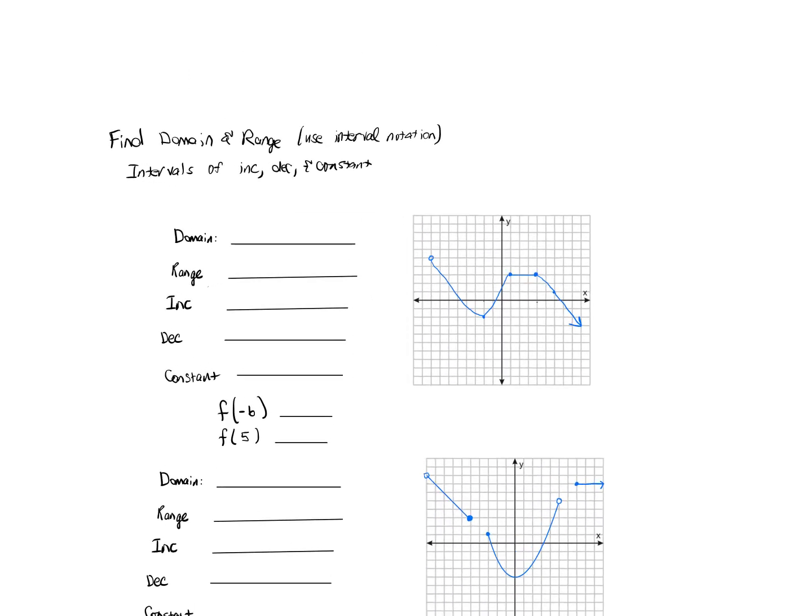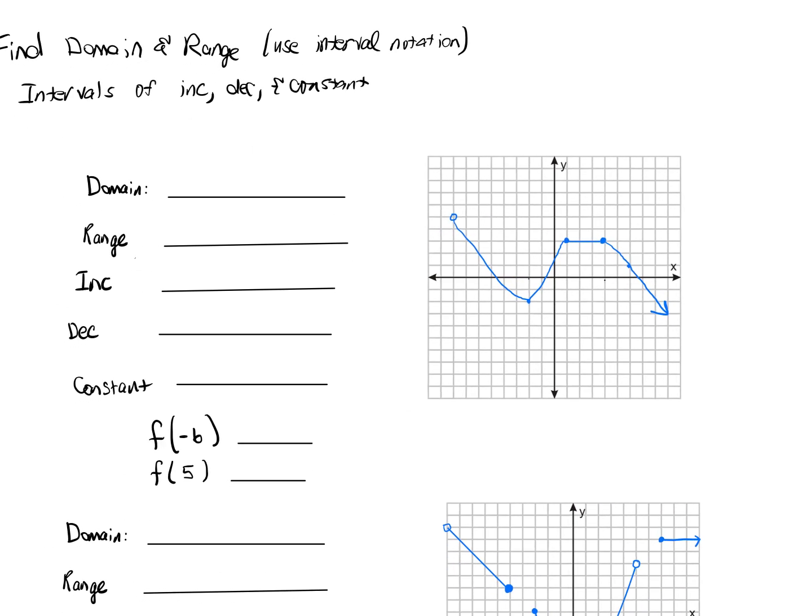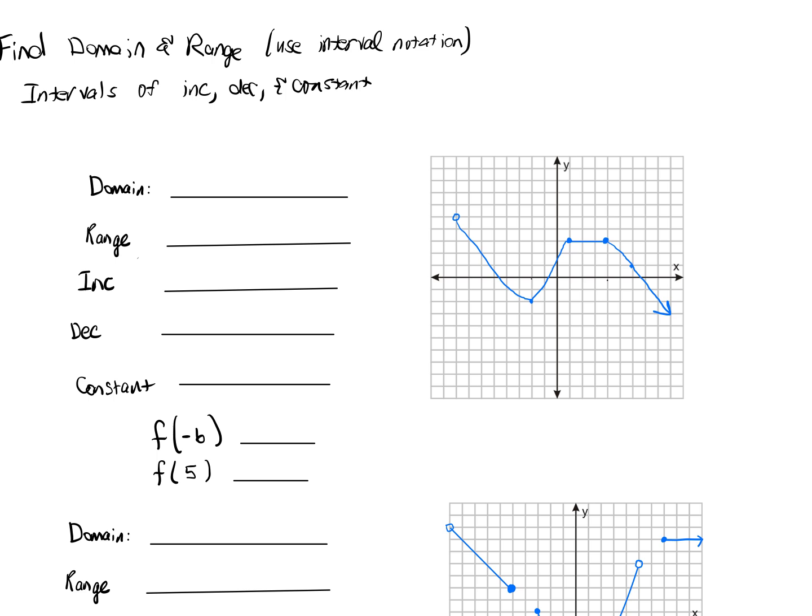Okay, so find the domain and range and use interval notation for increasing, decreasing, and constant. So for the domain, we're going to look at that x value from the farthest left to the farthest right. The farthest right is an arrow, so that's going to be an infinity. So we're going to start at 1, 2, 3, 4, 5, 6, 7, 8. So -8, comma, positive infinity. Again, from left to right.